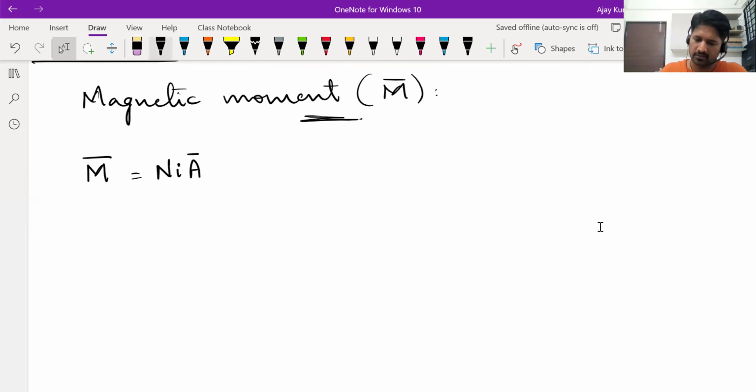Let's take one question based on this. See, if you know the area of a loop and the current flowing in it, and if you know the number of turns in that coil, you can easily tell the magnetic moment. That's fine. The tricky part is, what if the loop is not planar? If it's a flat loop, you can tell its area. Triangle, square, circle, they are all two-dimensional. But what if the wire is bent? You may have solved questions like this also, but let's just discuss.